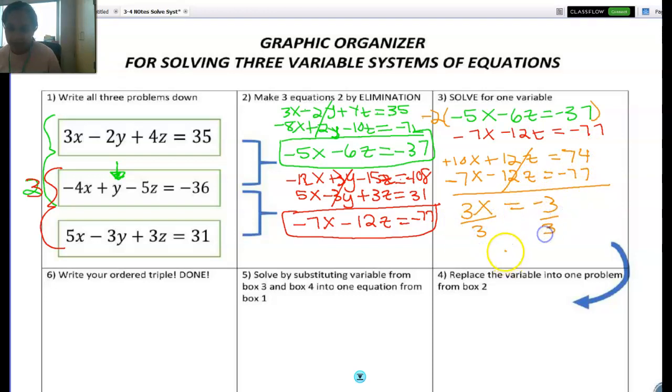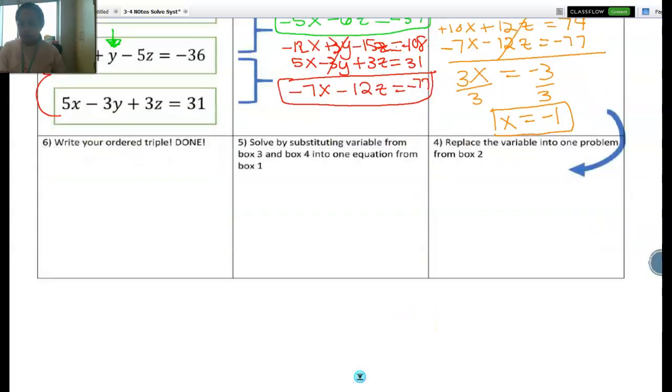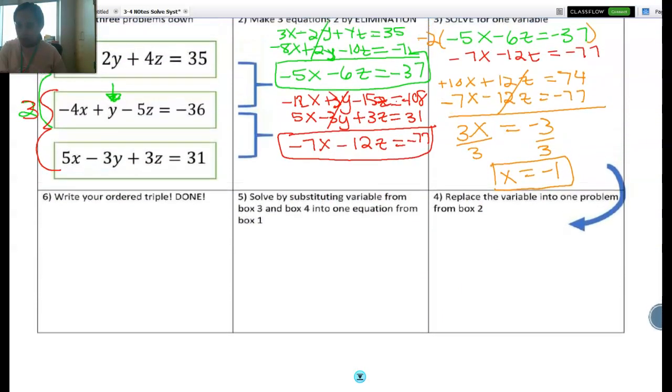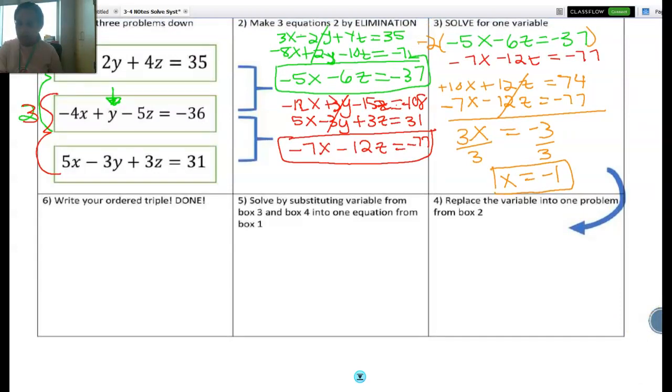All right, divide by 3. So x would be -1. So once you find one of your variables, the rest come a little bit easier because you're just using substitution to get the others. So to get the next one, I'm going to substitute x equals -1 into one of the equations that only have 2 variables, the x and z. So I'm going to go look at box 2 and grab one of those equations. I'm going to just grab the green one. You can choose either one, whatever seems easier for you.